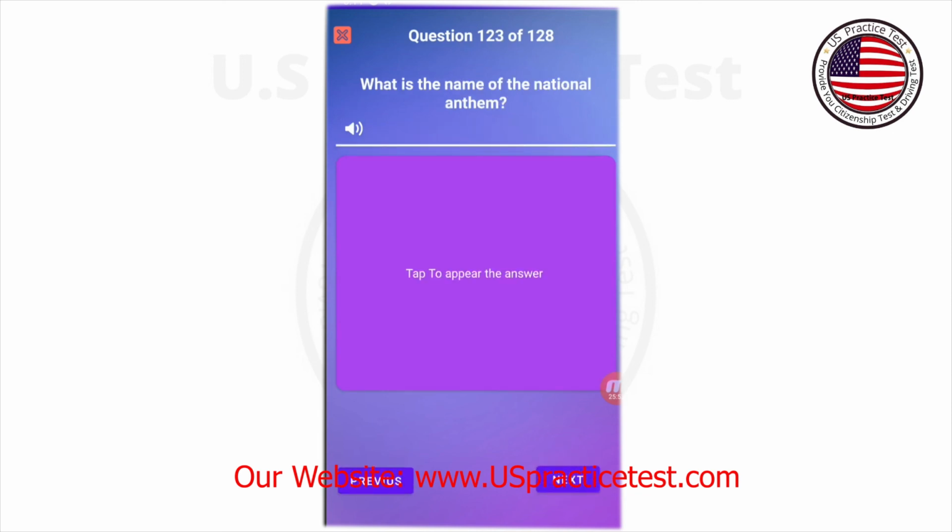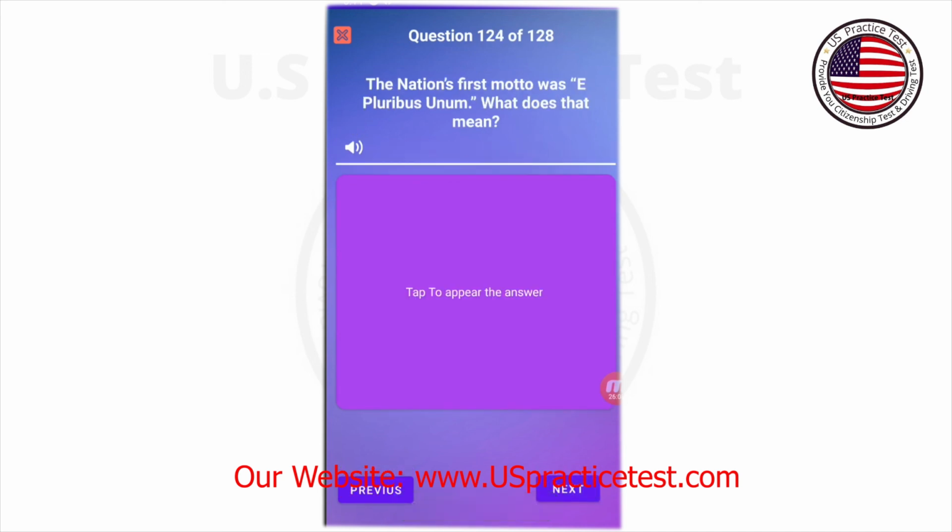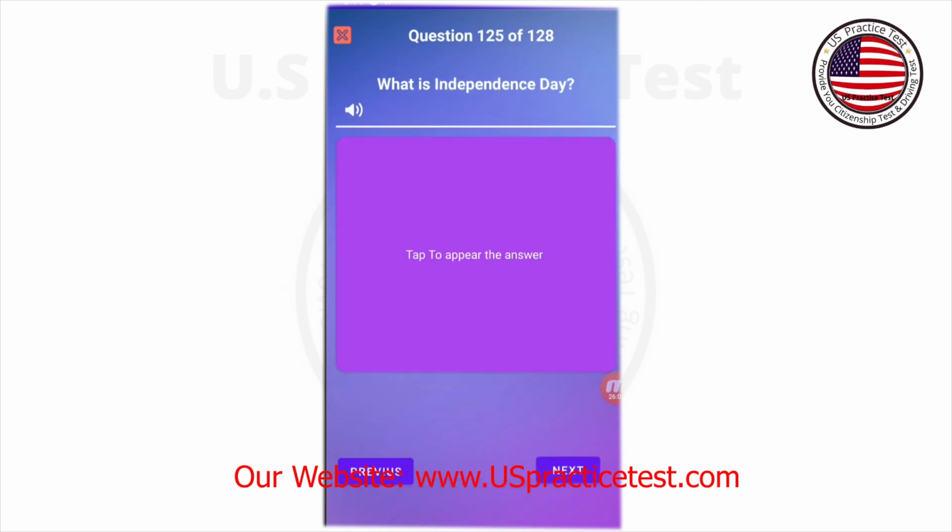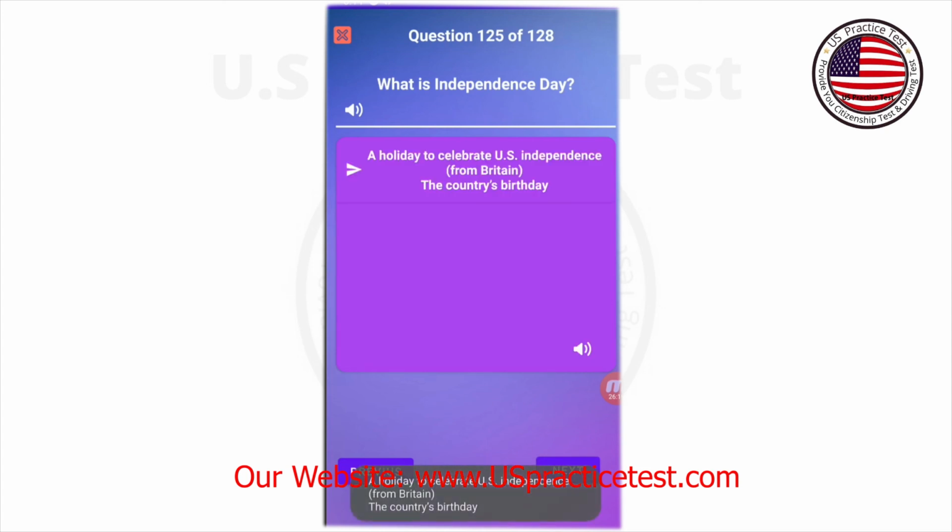What is the name of the national anthem? The Star-Spangled Banner. The nation's first motto was E pluribus unum. What does that mean? Out of many, one. We all become one. What is Independence Day? A holiday to celebrate U.S. independence from Britain. The country's birthday.